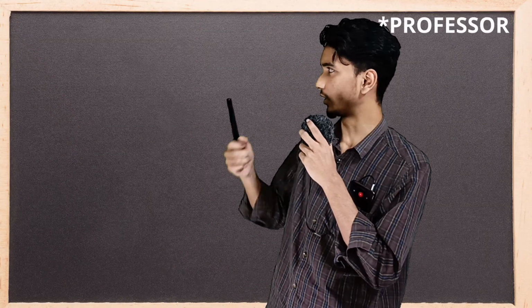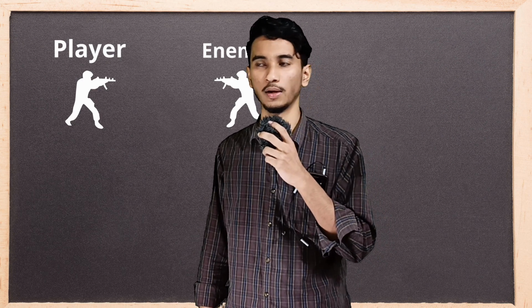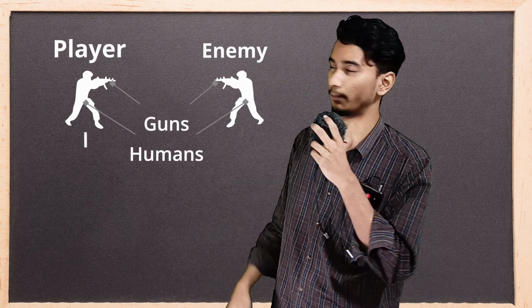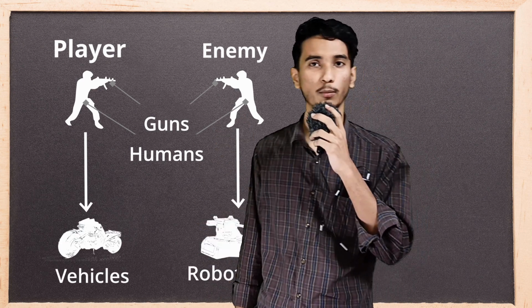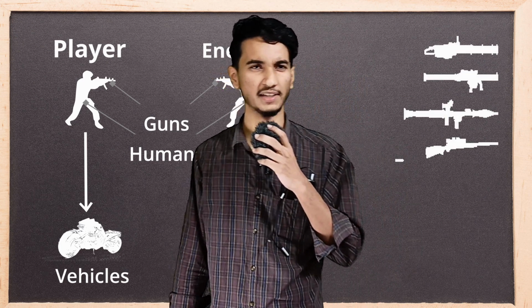Students, there are two characters in a shooting game. One is the player and the other is the enemy. Both are humans and both have guns. To do things differently, we replace the player with sci-fi vehicles and the enemy with robots, and both loaded with heavy weapons. Who in the world can think like that?